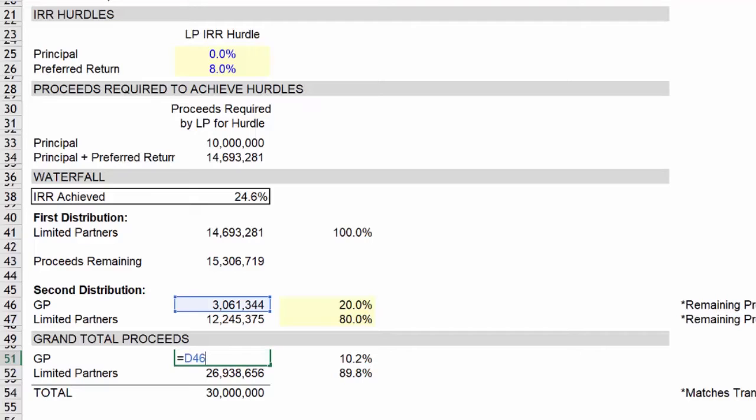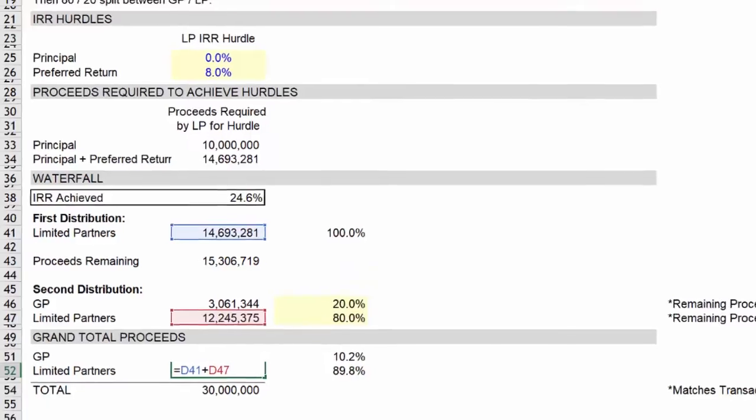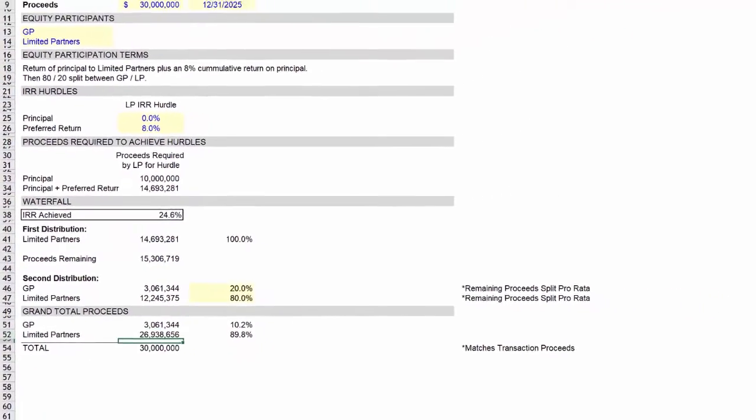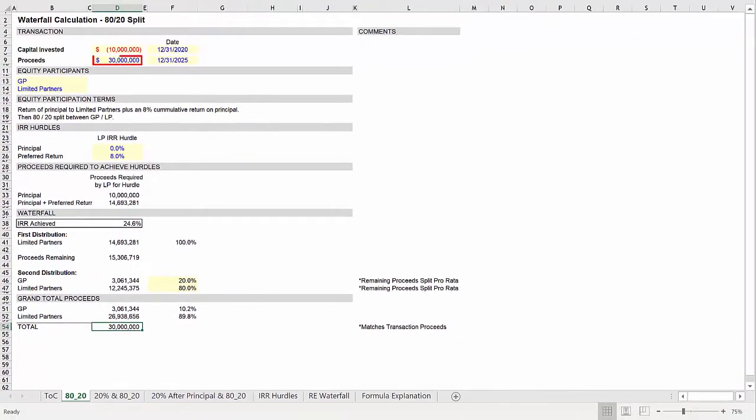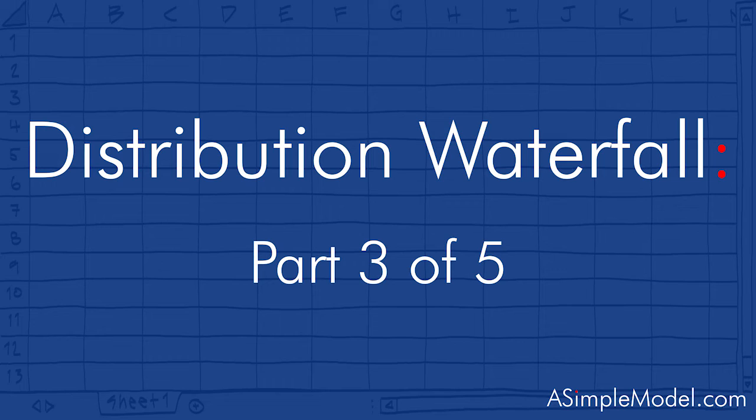So for the GP, we have cash flows distributed under second distribution, and for the limited partners, we have cash flows distributed in the first distribution and in the second distribution. And finally, at the bottom, you'll see that the distributions equal the total proceeds. And with that, we're done with the first example.